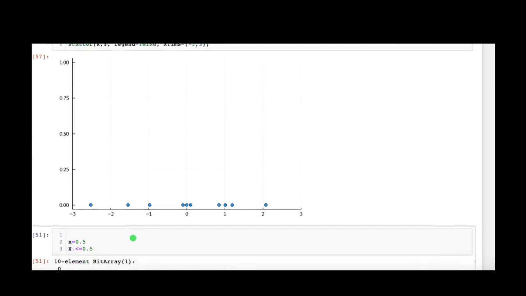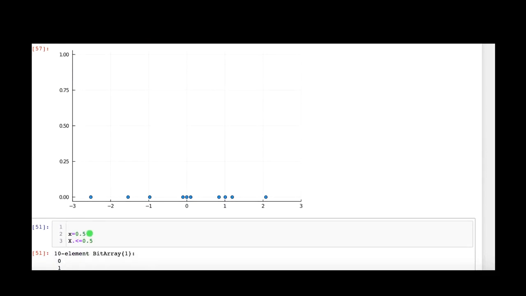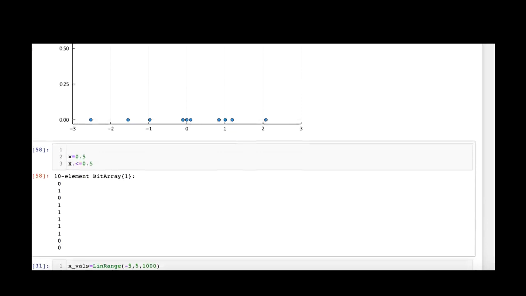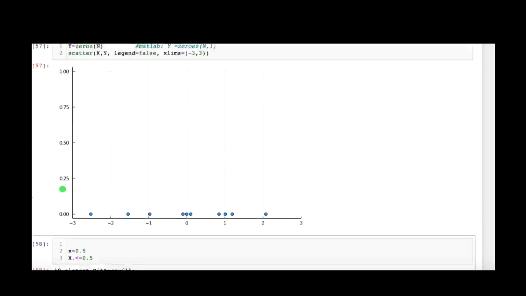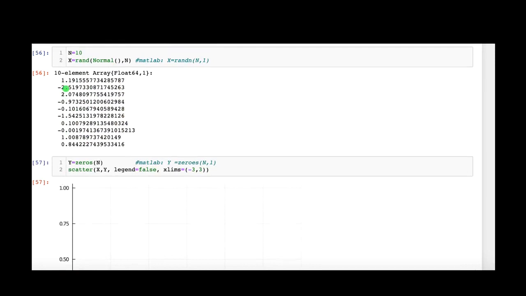Take now the value x equal to 0.5. The vector capital X less than or equal to 0.5 indicates whether a random number in that vector is less than or equal to 0.5 or not. And so that's going to be a vector of zeros and ones. The first random number was not less than or equal to 0.5. The second random number was less than or equal to 0.5. And we can verify this. This number here is not less than or equal to 0.5. This random number here is less than or equal to 0.5.